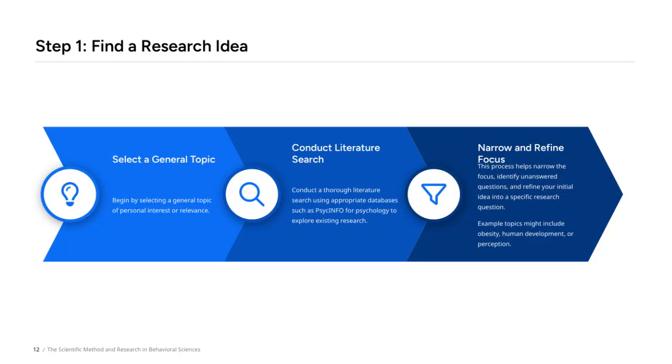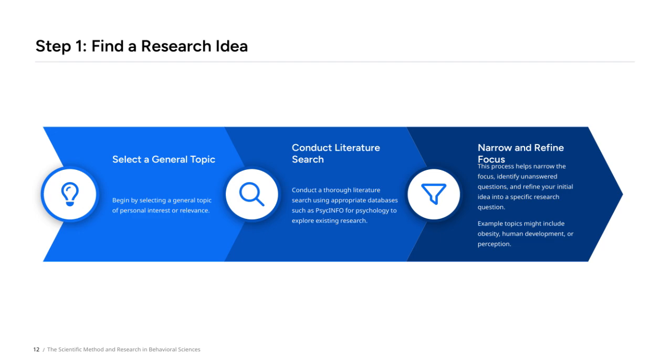The first step in developing a research project is to find a research idea. Start by choosing a general topic that interests you or is relevant to your field. This ensures you stay motivated and engaged throughout the process. Next, conduct a thorough literature search using databases like PsycINFO, especially if you're working in psychology. This helps you understand what research has already been done and where gaps exist. Finally, use what you find to narrow and refine your focus.